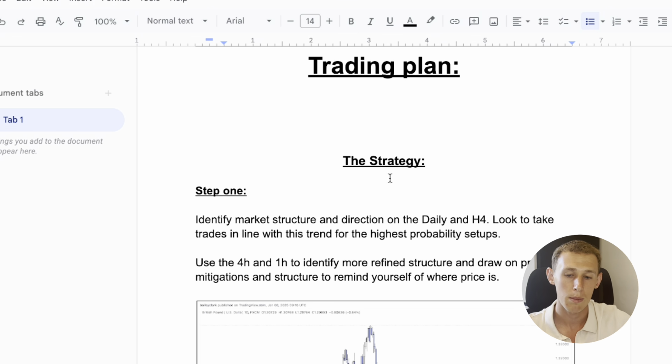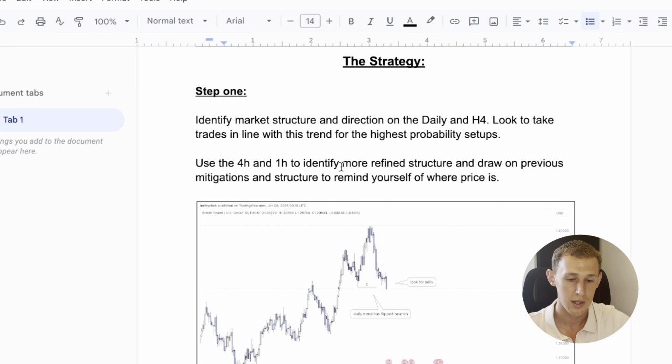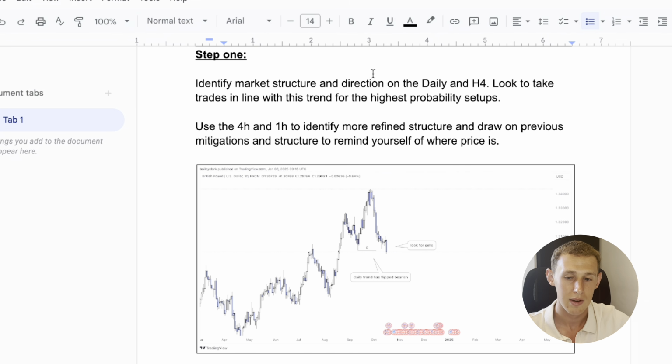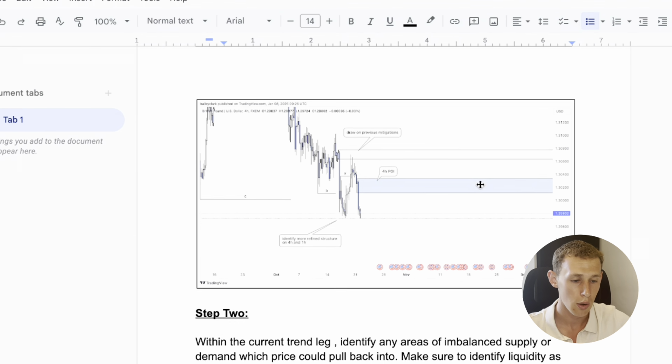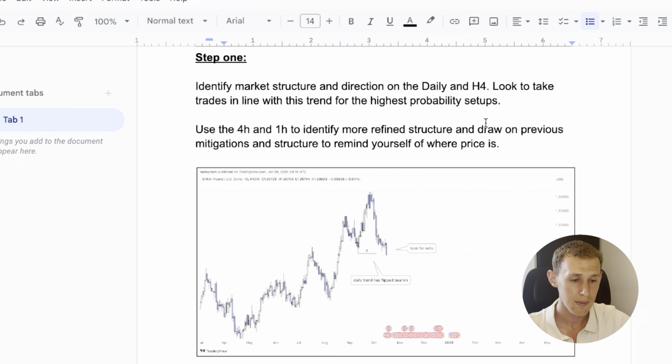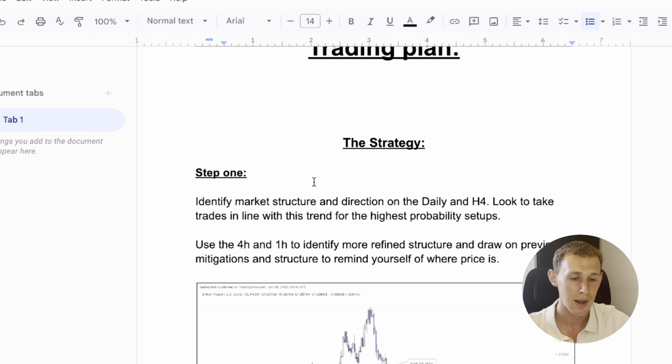One of the most common problems most traders have is that they don't have any written trading plan or clear rule set to follow, which means they just show up to the charts and don't really know what they're doing every single time. So this is going to massively help you guys out, and it's completely free in the description below. But step one of the trading plan is very simply, we're just going to identify market structure and direction on the daily and 4 hour.